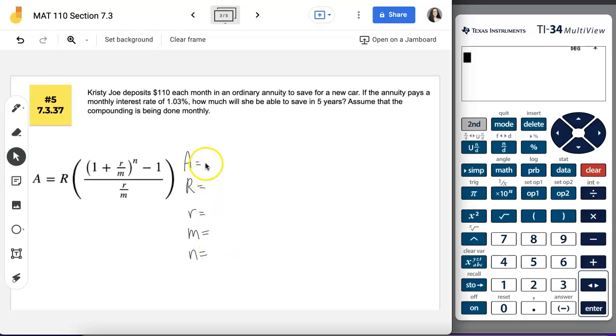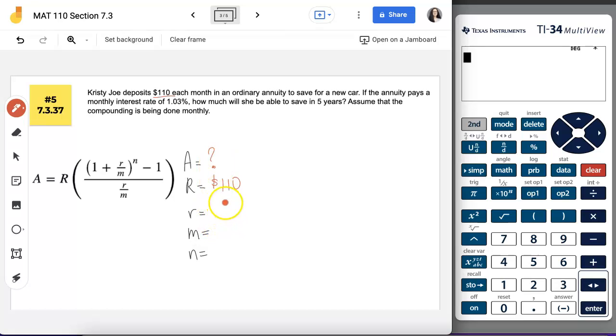Because the question is asking, how much will she be able to save? That's like a long-term or future value. This is A. This is really the question. We do not know the future value of the account, but that's eventually what we're going to solve for. We're told that each month she deposits $110. So that's her regular deposit amount.